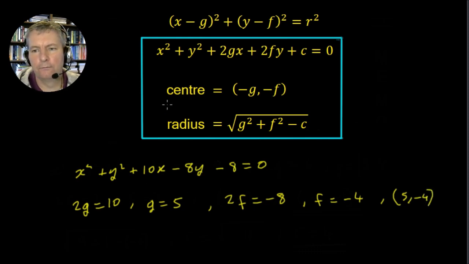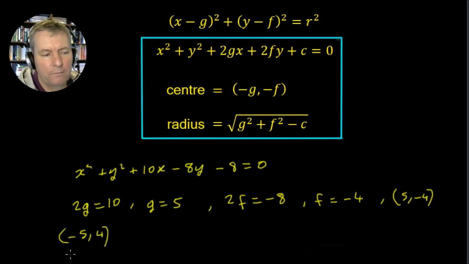So we know that the centre of the circle is going to be (−g, −f). So the centre of the circle is going to be given by minus 5, and the minus of minus 4 is plus 4. So that's one part of the problem solved.